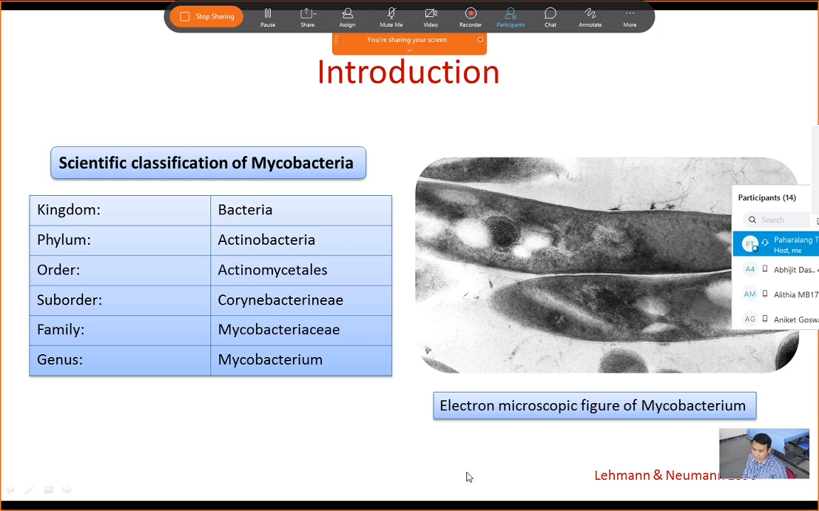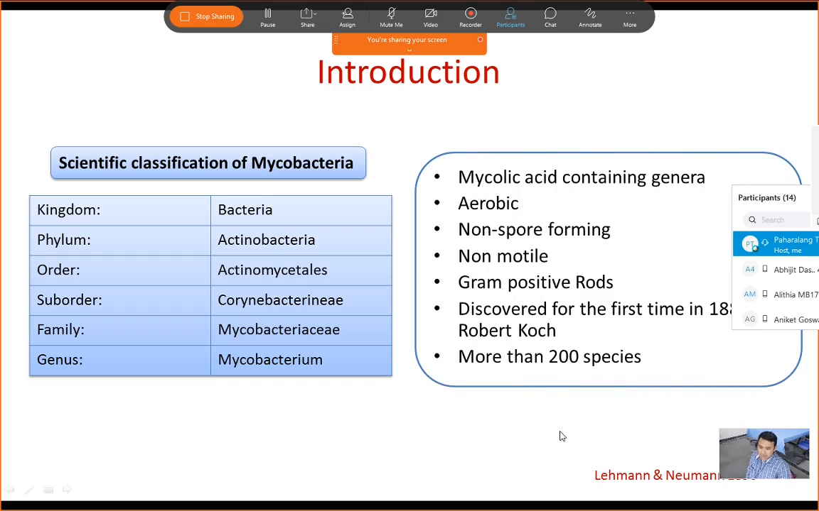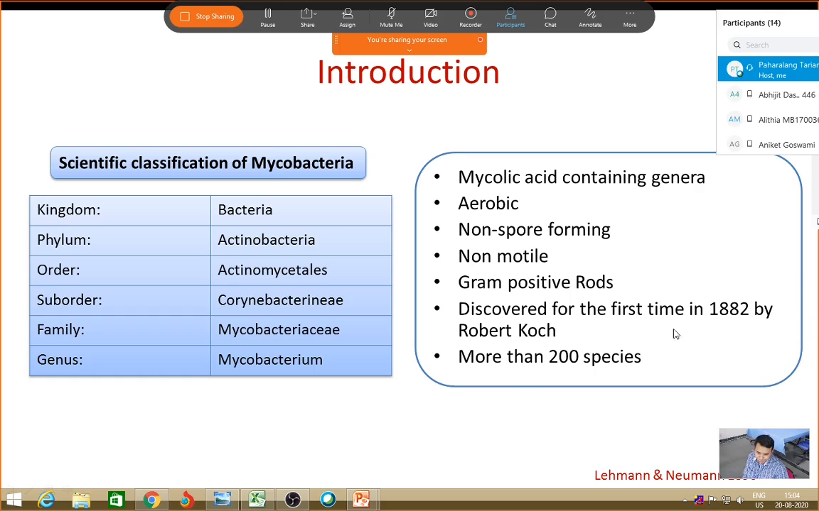As we all know, the scientific classification of mycobacteria: they are from the phylum Actinobacteria, of the family Mycobacteriaceae, and of the genus Mycobacterium. So this is an electron microscopic picture of a mycobacterium. The important thing about all mycobacteria is that they are mycolic acid containing genera. That's why they are AFB positive. They are aerobic, non-spore forming, non-motile, gram positive on gram stain, and they were discovered for the first time in 1882 by Robert Koch. Okay, and there are more than 200 species of mycobacteria.